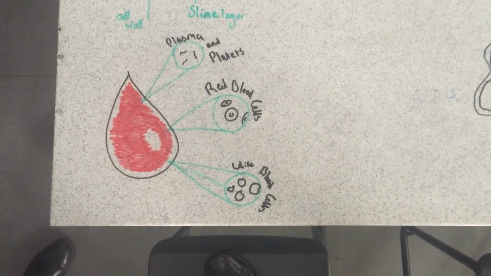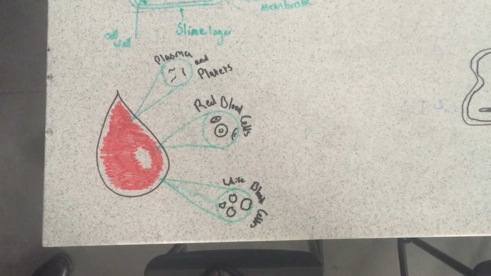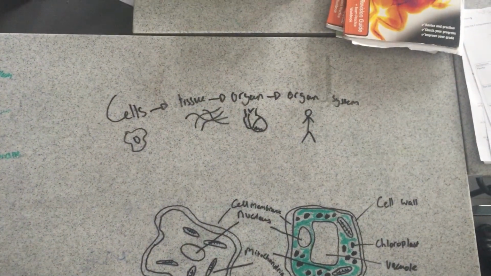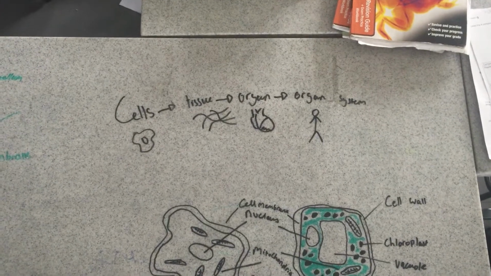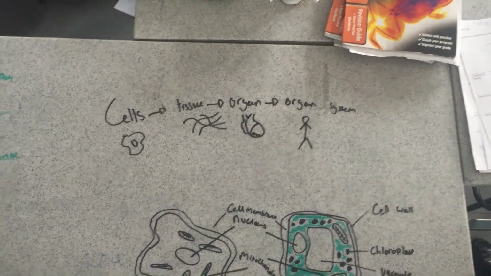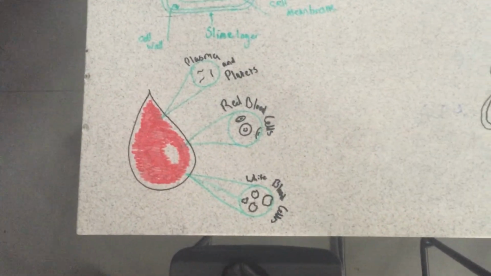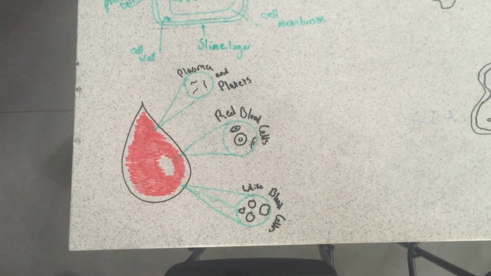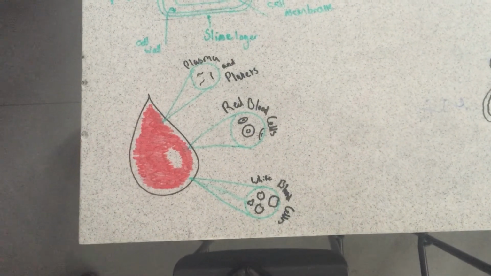Cells are the building blocks from which humans and all other living things are made out of. Cells go from tissue to organs to the organ systems. A type of cell would be red blood cell. The plasma and platelets. Platelets help for when the skin is damaged and cut, so it helps.